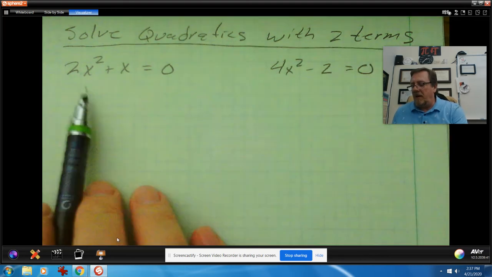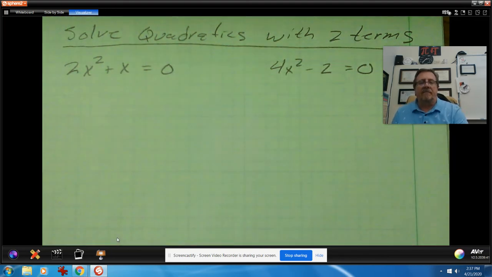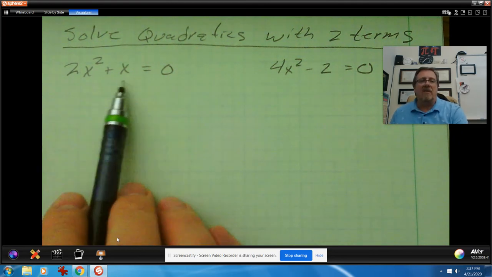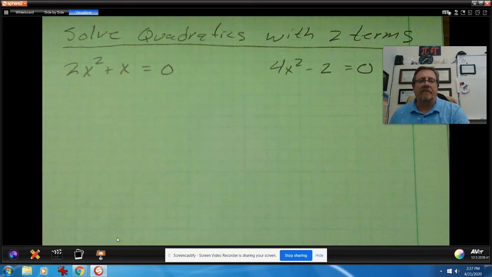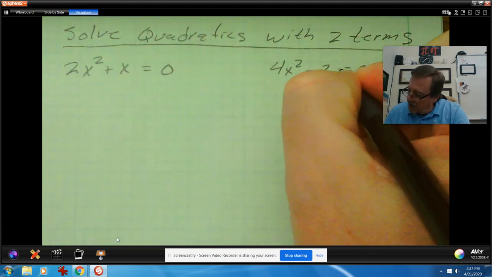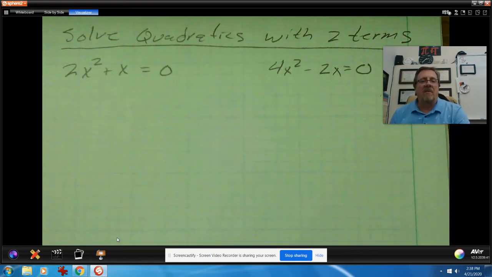Suppose that I had something like 2x squared plus x equals 0. Now, we've already talked a little bit about what happens when there's not an x term, but here, let's talk about what happens when your constant is 0, so that you just have an x squared term and an x term set equal to 0. And when we do these, we want to factor out something that's common.